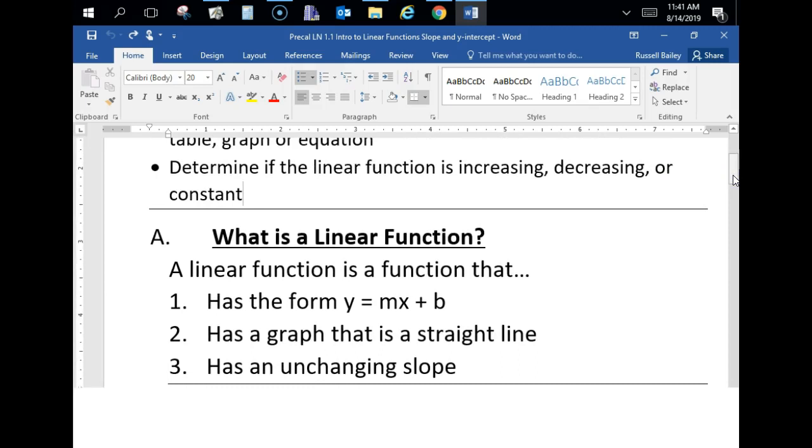What is a linear function? Are there any blanks for that one? Yeah. Okay, I'll wait a second for you.